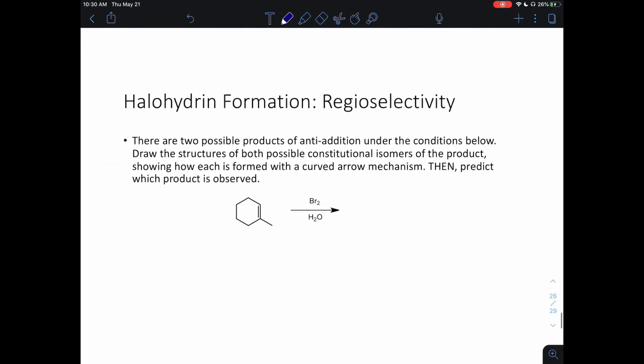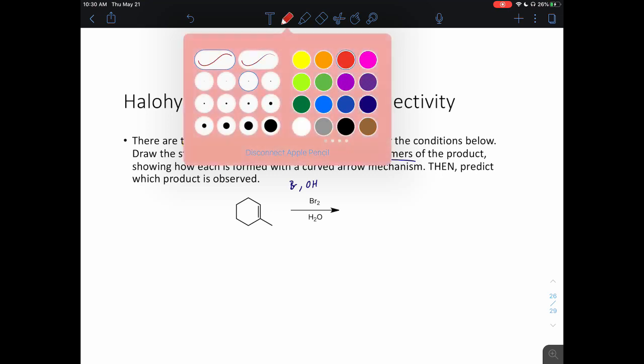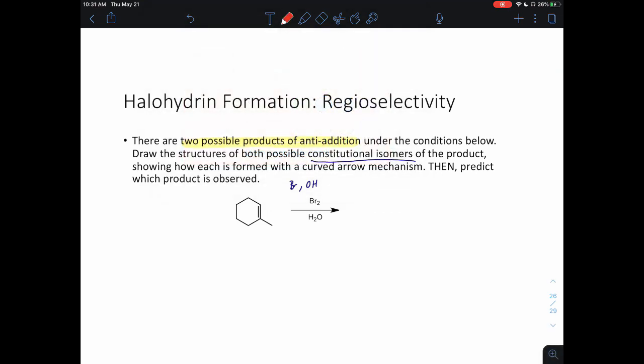Okay, let's stick with halohydrin formation. So now you know that anti-addition will occur. We've talked about that ad nauseum. Let's draw the structures of the two possible constitutional isomers of the product of this reaction. So you know it's going to form a halohydrin. You know that bromine and hydroxyl will add across the two carbons of the alkene. But now this is an asymmetric alkene, so we need to figure out which of those carbons will add to which of these groups. So please give it a try.